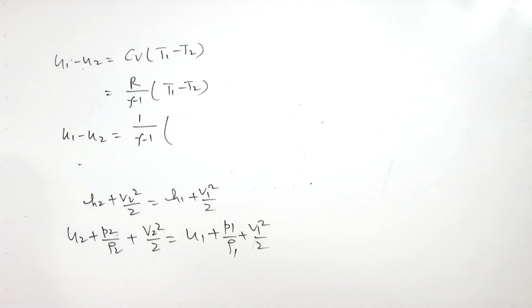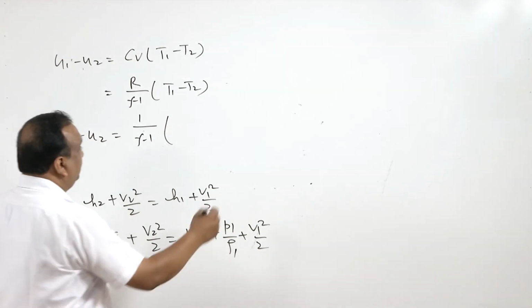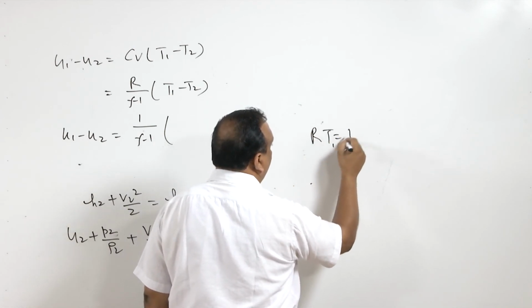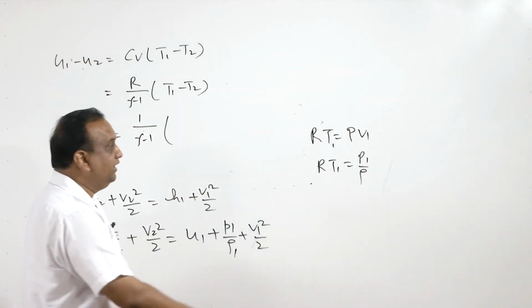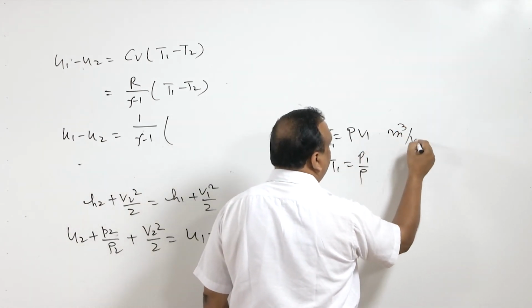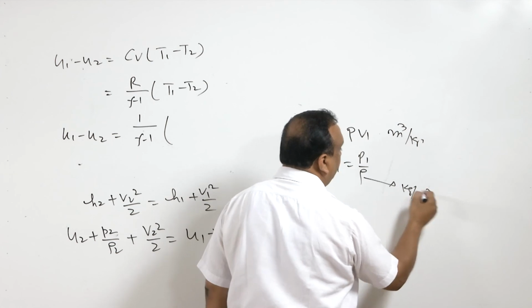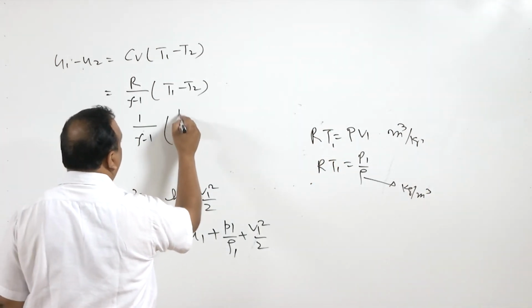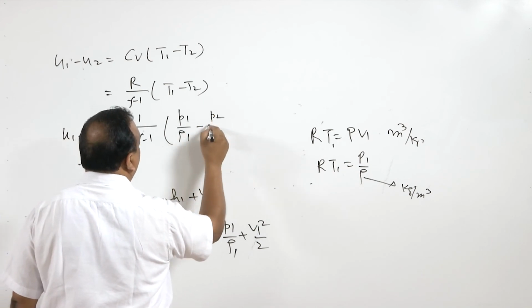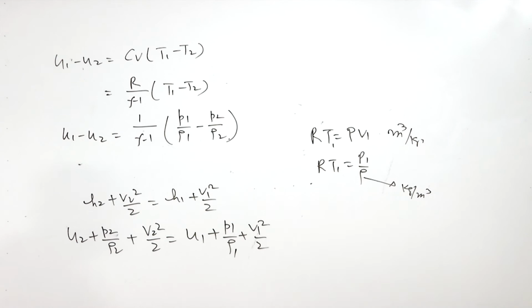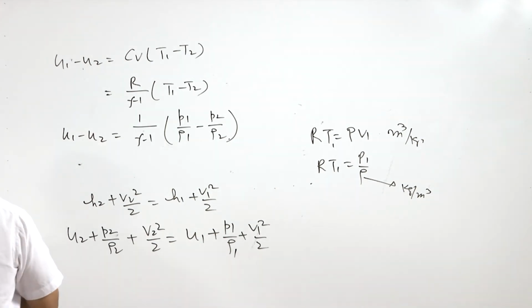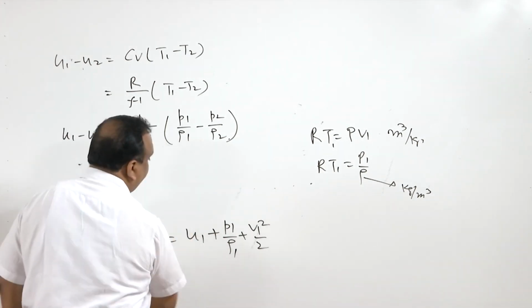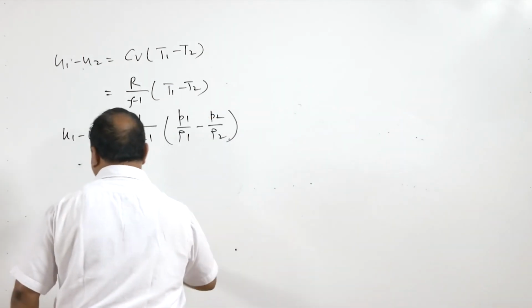If you use the ideal gas equation, we are assuming that ideal gas is flowing inside the tube. So RT1 is equal to P1 V1, or RT1 is equal to P1 by rho, because V1 is a specific volume, it is in meter cube per kg and density is kg per meter cube. So then P1 by rho 1 minus P2 by rho 2. Now P1 and P2 we are already measuring. So this will also be incorporated in the final expression.